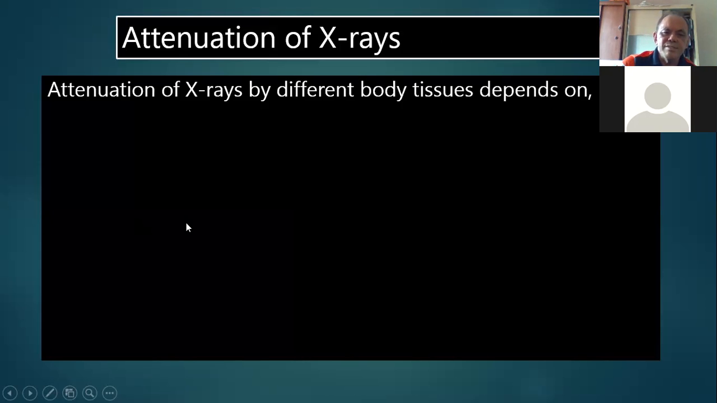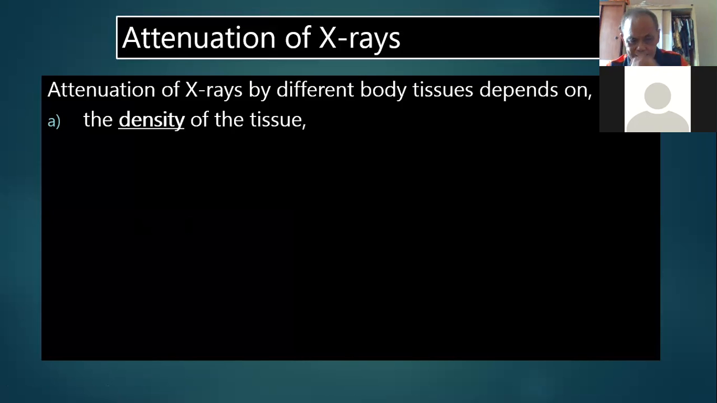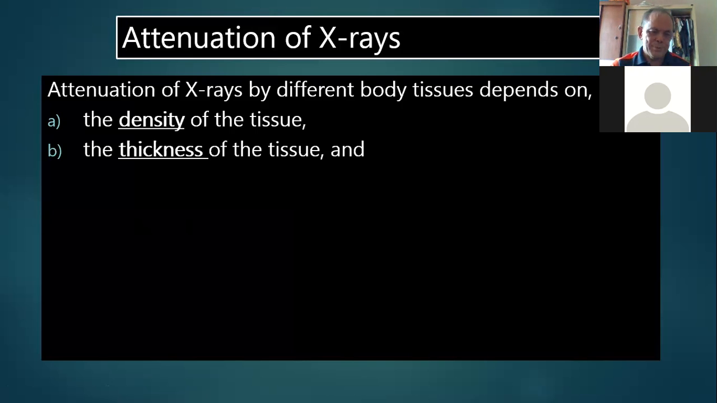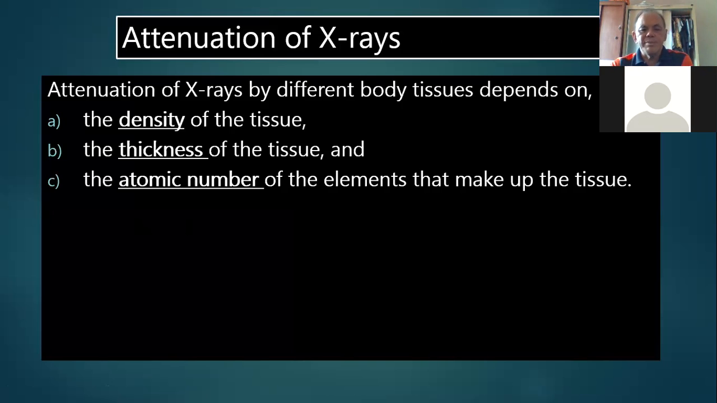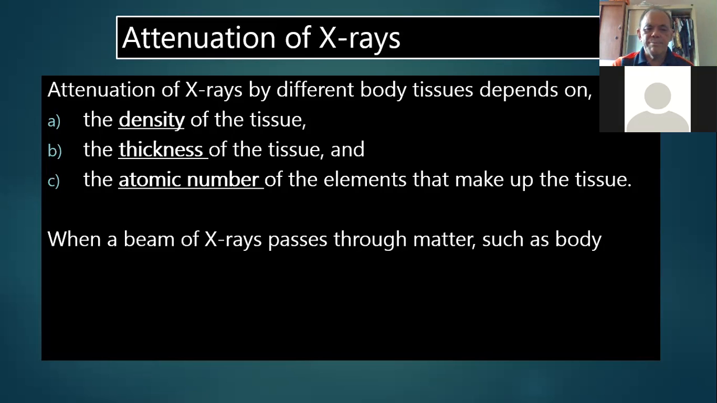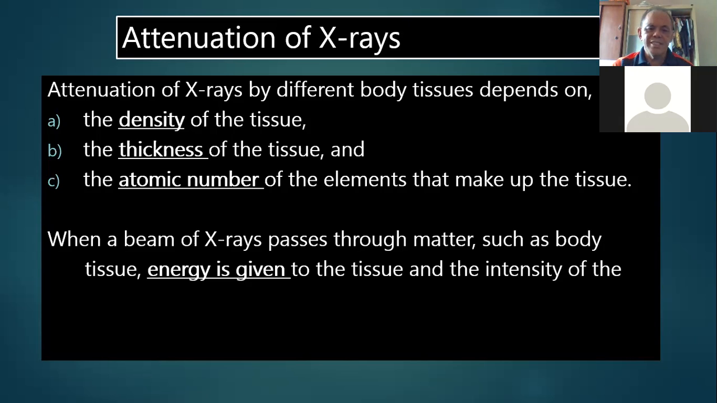Okay, so attenuation by different body tissue depends on the density of the tissue, the thickness of the tissue. The thicker it is, the more it can absorb before the radiation passes through. It also depends on the atomic number of the elements that make up the tissue. When a beam passes through matter, such as a body or tissue, energy is given to the tissue, and the intensity of the beam is reduced, or we call it attenuated. It's absorbed, so the intensity coming out finally from the body or tissue is smaller.